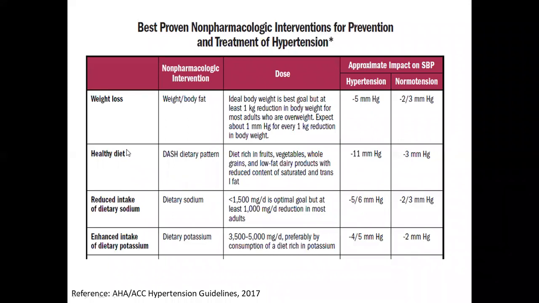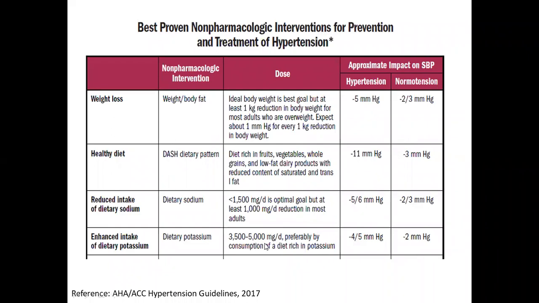So every patient with hypertension should be counseled about their dietary pattern, modification of salt intake, and weight loss. They should also be encouraged to take a diet which is rich in potassium, because a daily potassium intake of about 3,500 to 5,000 milligrams per day can decrease the blood pressure by 4 to 5 millimeters of mercury.